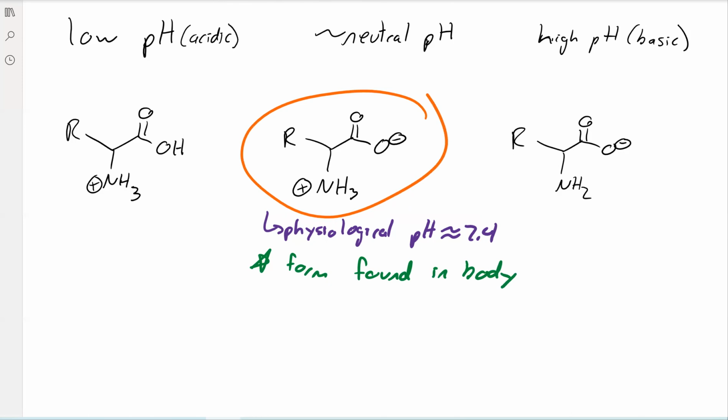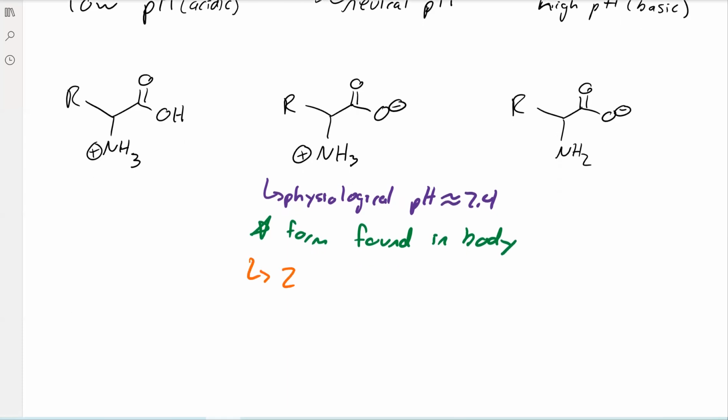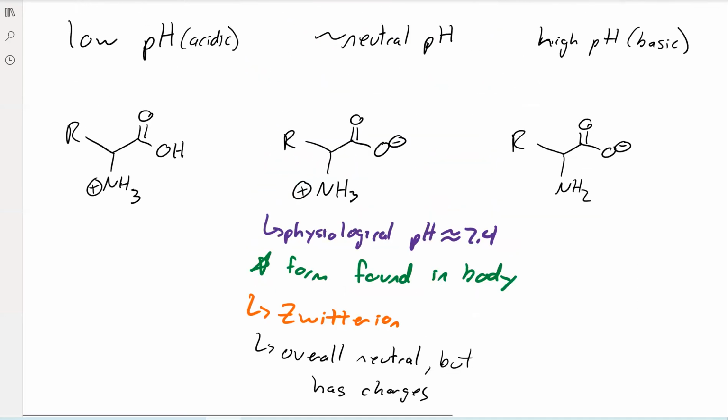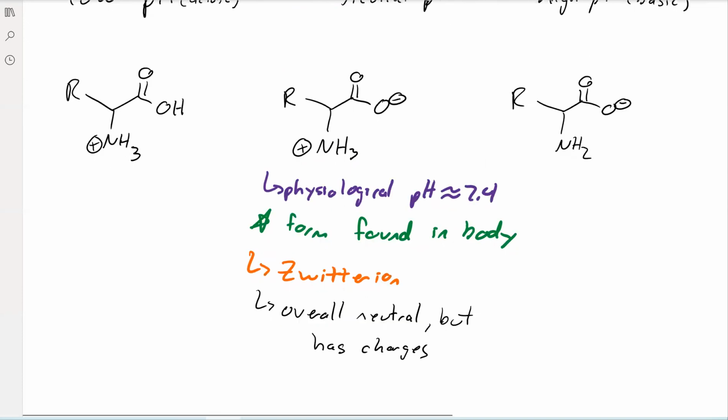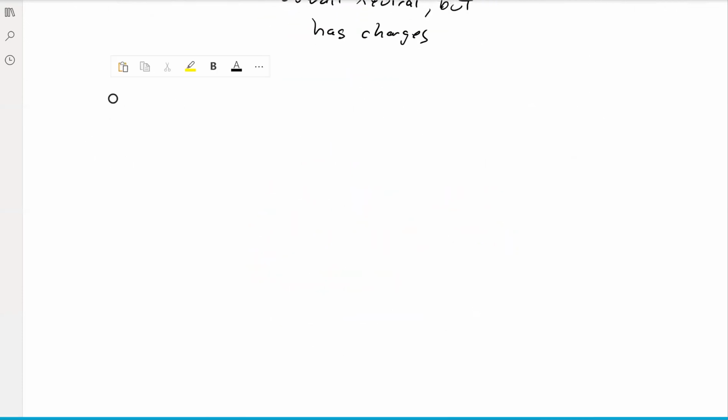And then what we notice about this molecule, it has both a positive and negative charge. So its net charge, if you add up all the charges, is neutral, but it does have charges. And so this is what's known as a Zwitter ion. A Zwitter ion is overall neutral, but it has charges. It's got positive and negative charges, but if you add them all up, they cancel out. So acid-base chemistry is very important in biochemistry, very important in the human body.